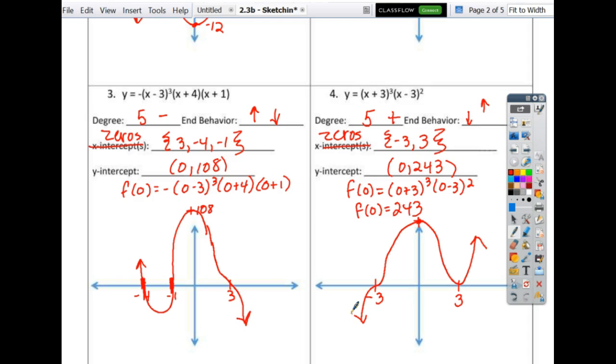So now is everything pointed the right way? I have down, up, I have a point of inflection, and I have a bounce. It's beautiful artwork. It's beautiful. It's not even like being in math class. You're like in art class. Okay, everybody try number 1.